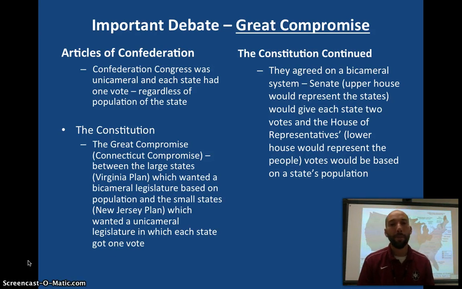So what's going to eventually happen is they're going to meet in the middle. They're going to agree on a two-house system where you have a Senate and a House of Representatives. The Senate is where each state gets two members, and the House of Representatives is going to be based on population. So for instance, South Carolina has 7 members. California has 50-something members. So California has more power in the House of Representatives than South Carolina, but in the Senate, we are equal. All states are equal. And so that's balancing the New Jersey plan and the Virginia plan.